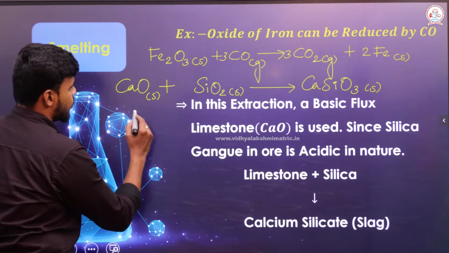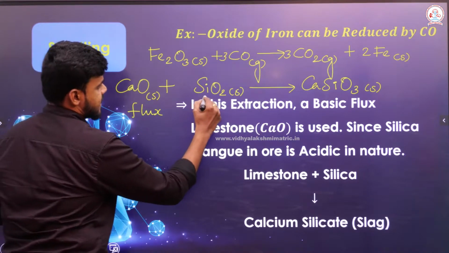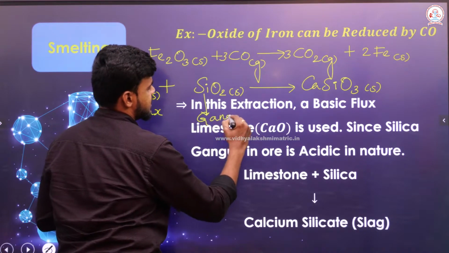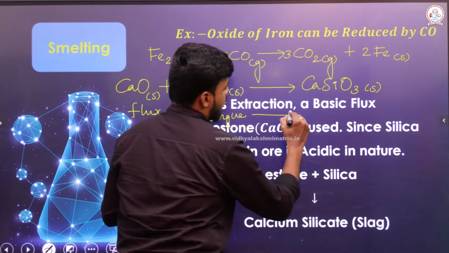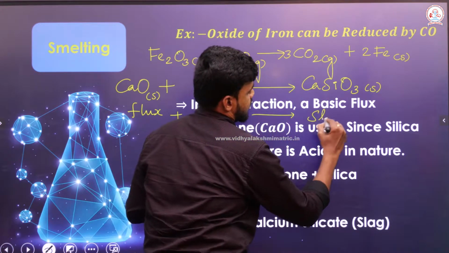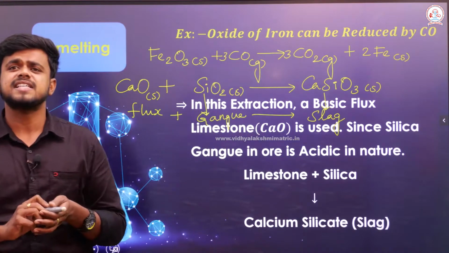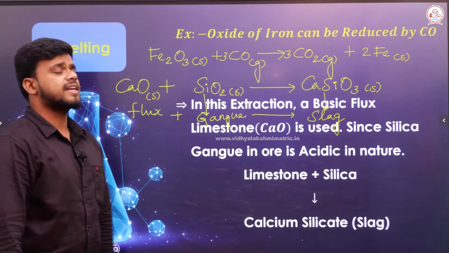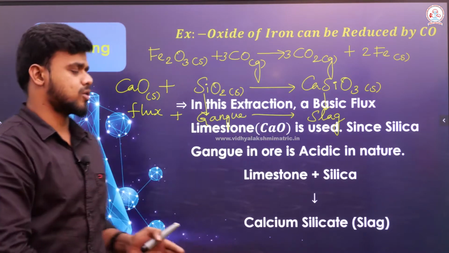See, the CaO is called the flux that we are going to add. This SiO2 which I have added is the gangue which is existing as an impurity. This flux along with the gangue will go as slag. That's called calcium silicate. This slag is completely removed from it. So this is the reaction behind the extraction of iron from its oxide.